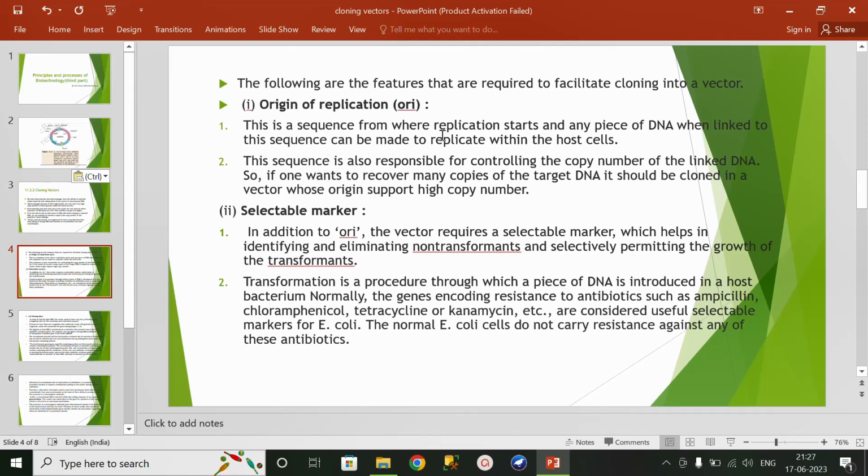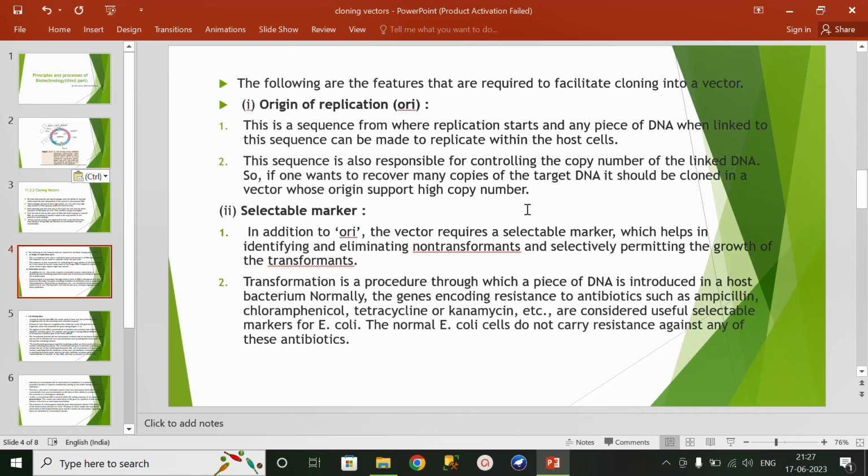This is the sequence where replication starts, and a piece of DNA, when linked to this sequence, can be made to replicate within the host cells. This sequence is also responsible for controlling the copy number of the linked DNA. So if one wants to recover many copies of the target DNA, it should be cloned in a vector whose origin supports high copy number.